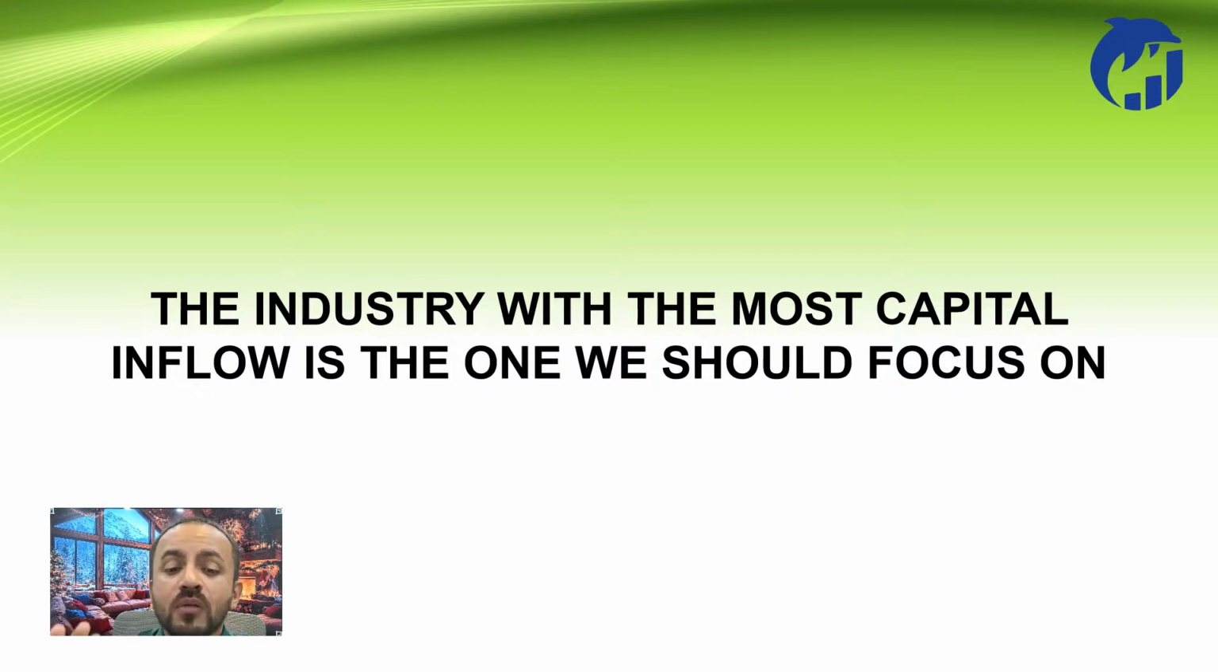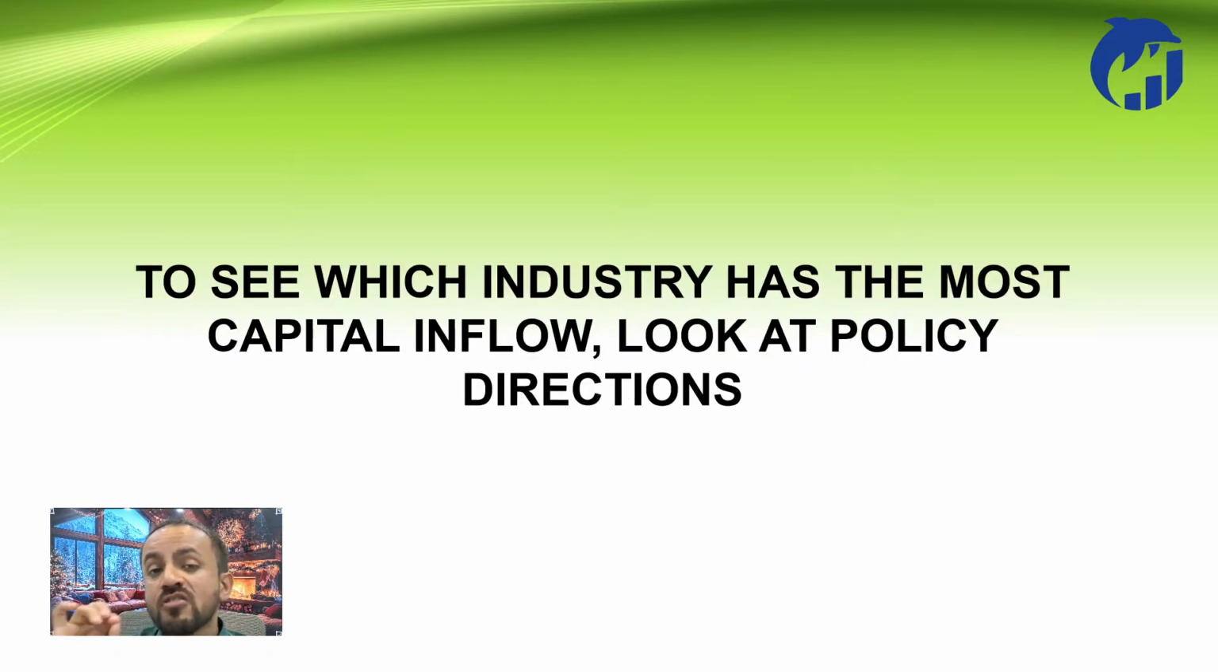So, the industry with the most capital inflow is the one that we need to start focusing on. This is how you'll be starting to think outside the box. All right, if the markets are declining, the prices are reducing. Remember, price fluctuations in the market are the most basic essence when it comes to market volatility. So, if the prices are declining, if the overall economy is bearish, we want to start looking for trades, or we want to start looking where there is going to be a maximum amount of capital inflow in the markets, right? To see which industry has the most capital inflow, look at the policy directions.